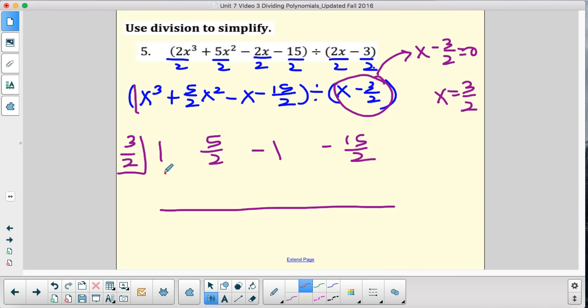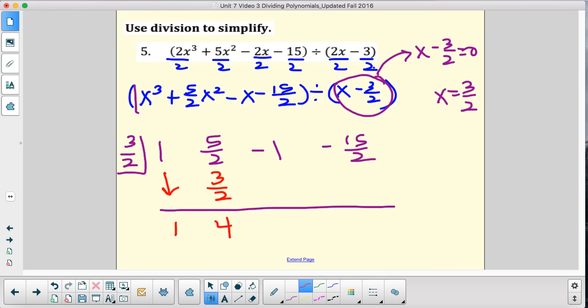Now I go ahead, bring down that first term, 1. 3 over 2 times 1 is easy, 3 over 2. I'm adding fractions. When you add fractions, as long as the denominator is the same, you can add the numerators, which in this case it is. 5 plus 3 is 8 over 2, which is 4.